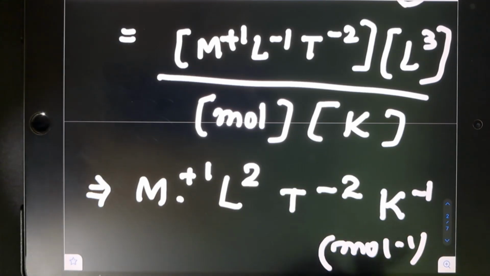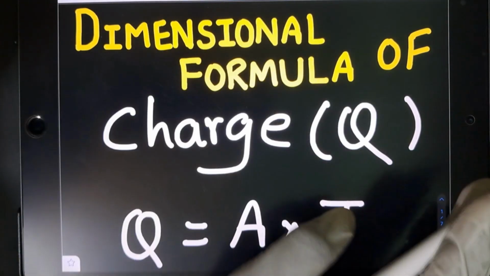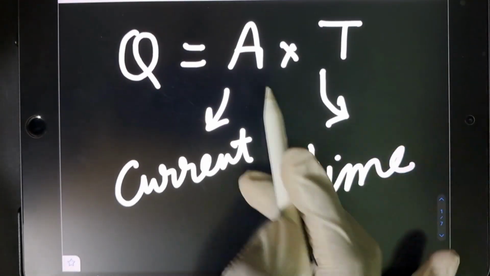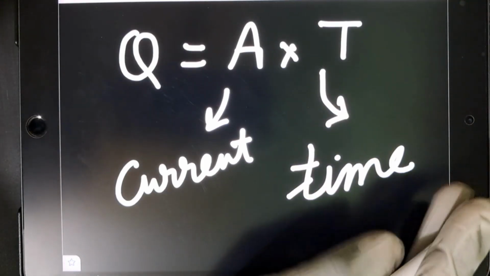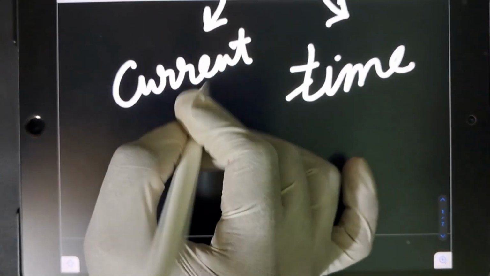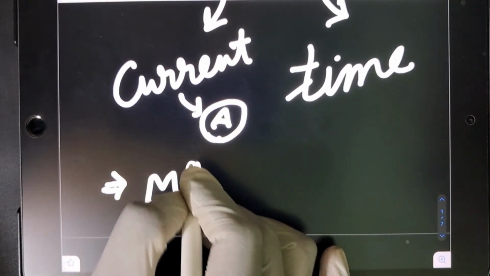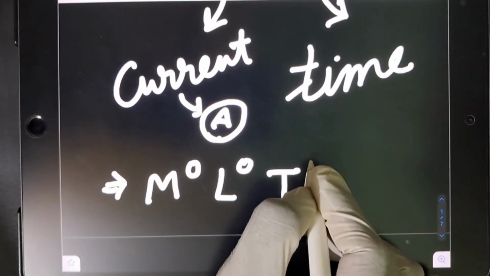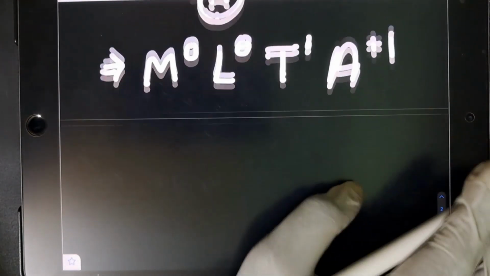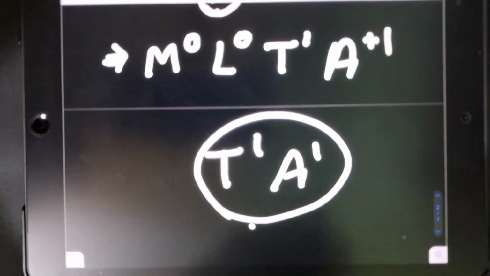See the difference carefully. To find the dimensional formula of charge denoted by the letter Q, Q is equal to A into T. Here A represents current, T represents time. So we get A into T as the dimensional formula. A power 1, current represented by A, T represents time, M power 0, L power 0, T power 1, A power 1. A into T. It's so simple. Q is equal to A into T, current into time. Charge is equal to current into time.